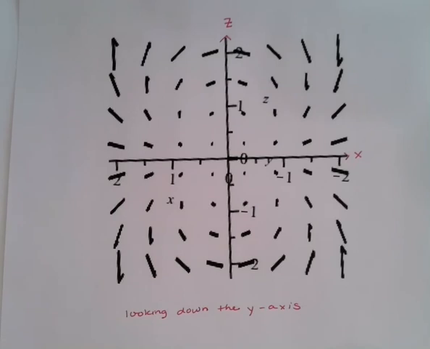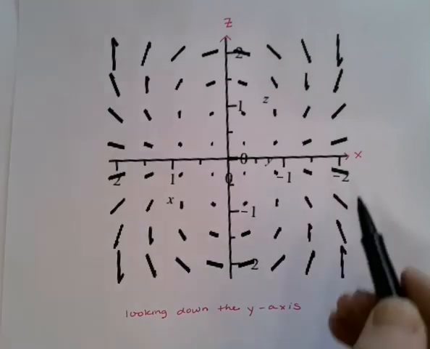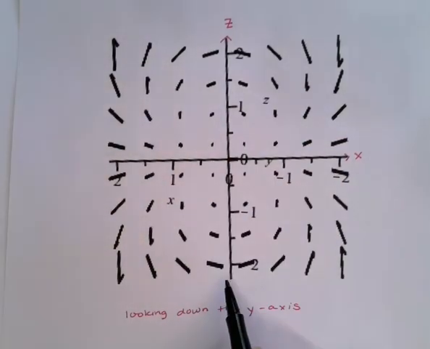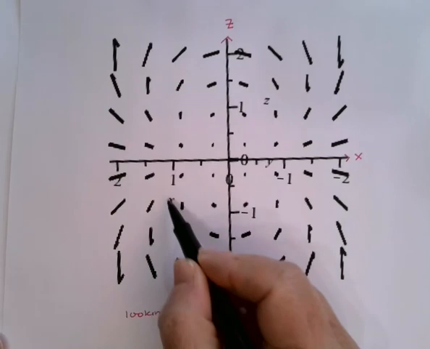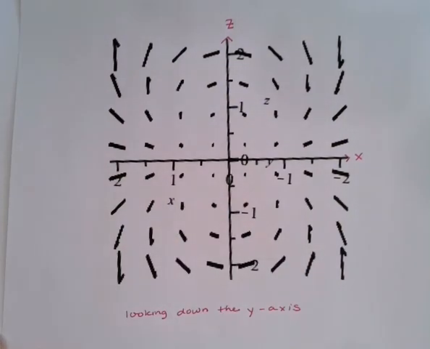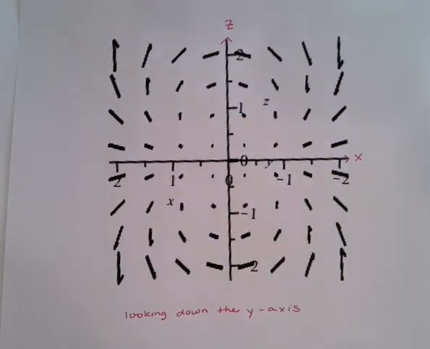Here I've rotated my Maple graph until I'm looking straight down the y-axis. So here's the x-axis and the z-axis. Y is coming up vertically towards you. Now we see the rotation, right? Now you're seeing that swirl, the rotation of the vectors. As a matter of fact, I can even go a little bit more than this.